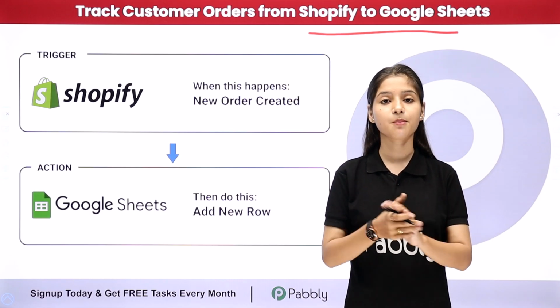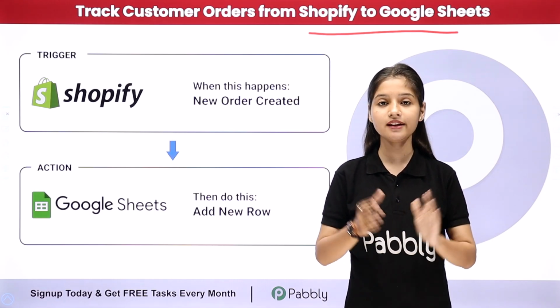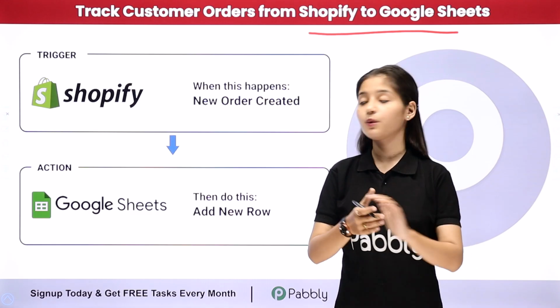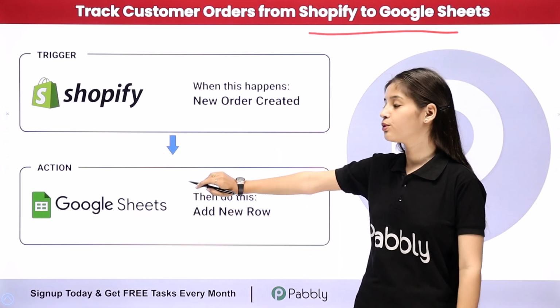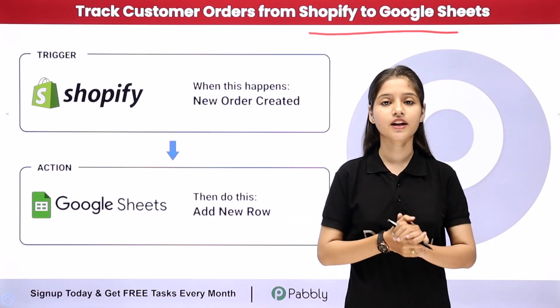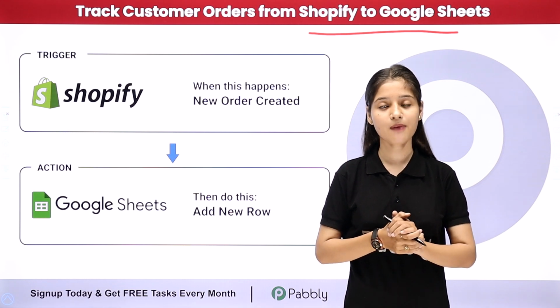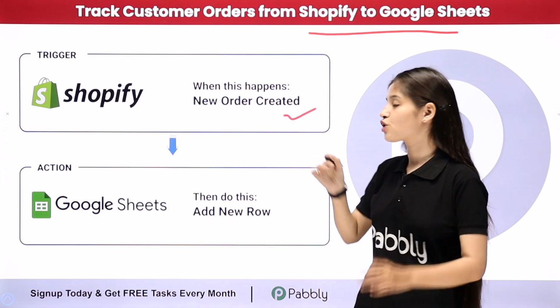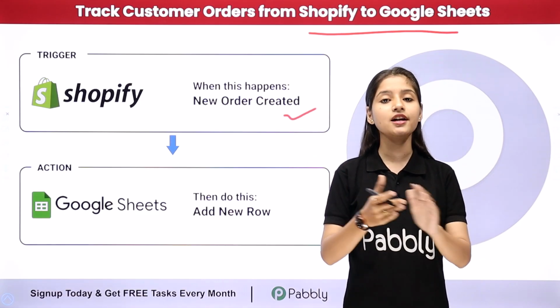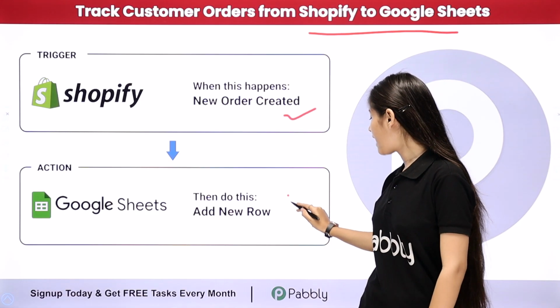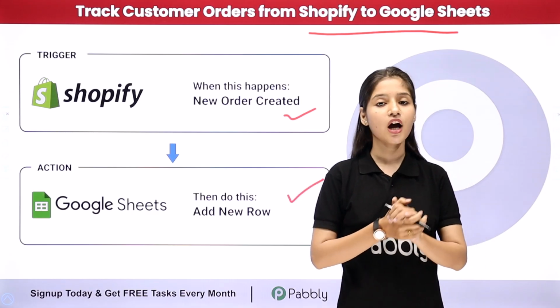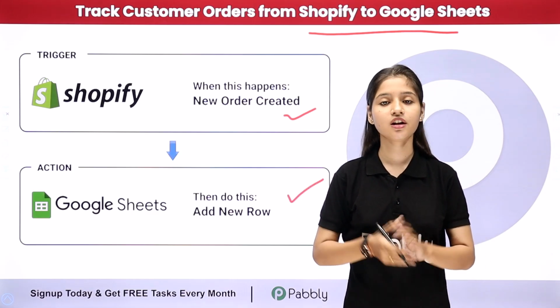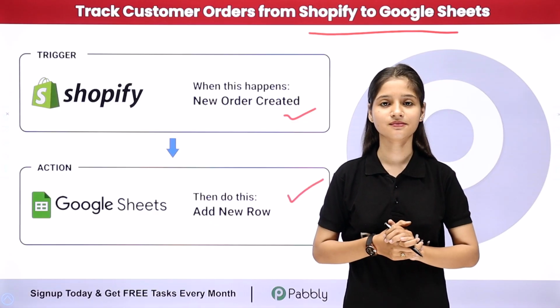To get rid of this type of problems, we are going to automate this entire process in which we can connect our Shopify to the Google Sheet. It is only possible with the help of automation software named Pabbly Connect, in which whenever a new order is created in your Shopify store, then automatically the details of your order will be added into your Google Sheet. So now to learn this amazing automation, let me take you to my screen.